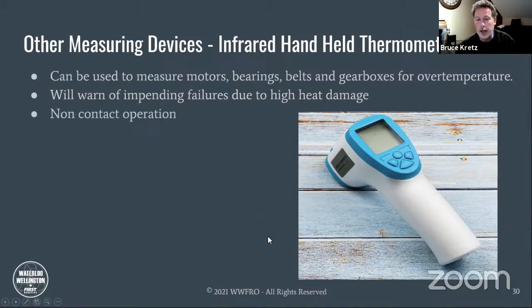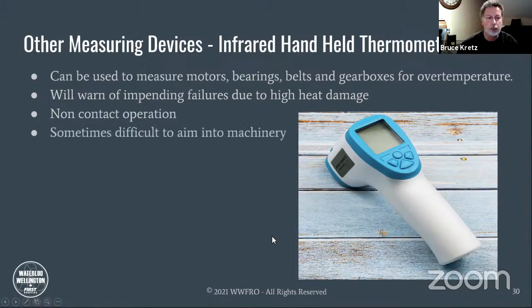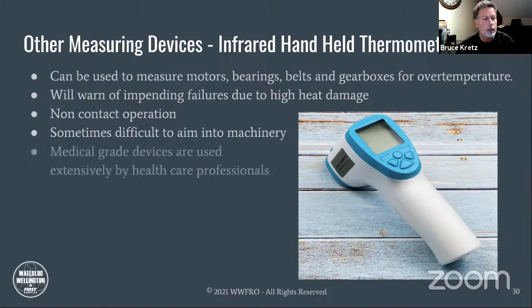It's a non-contact operation. Sometimes it's difficult to aim into machinery. And medical grade devices are used extensively by healthcare professionals. And we all know about the things that are going on with healthcare professionals at this time with COVID.